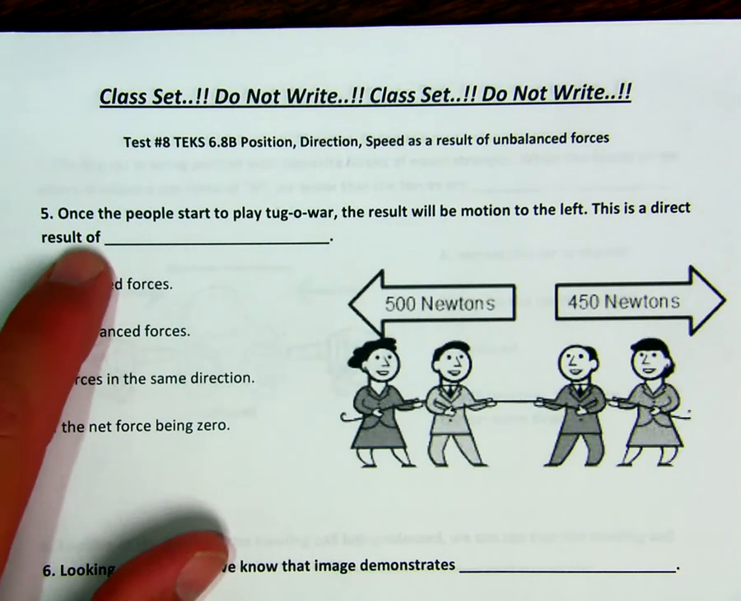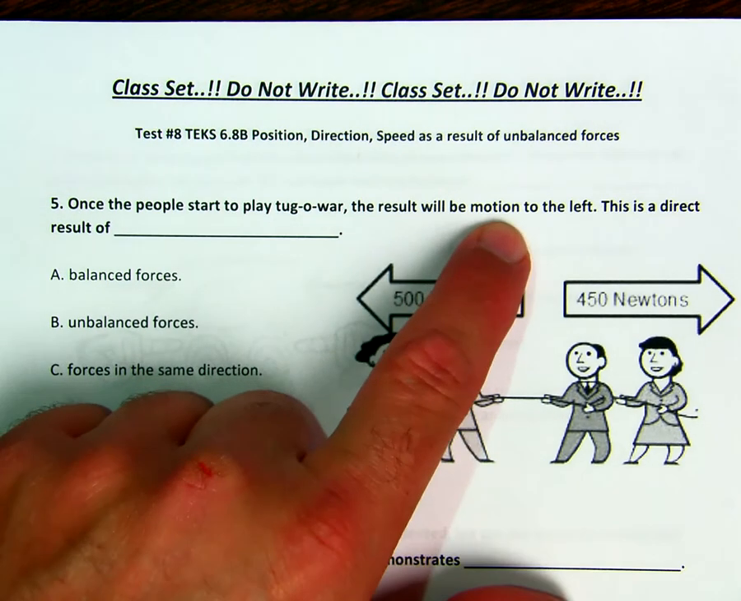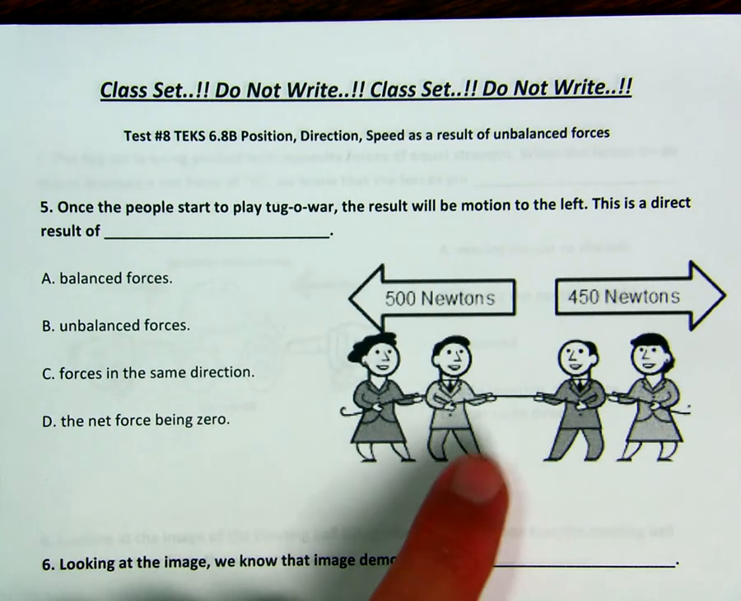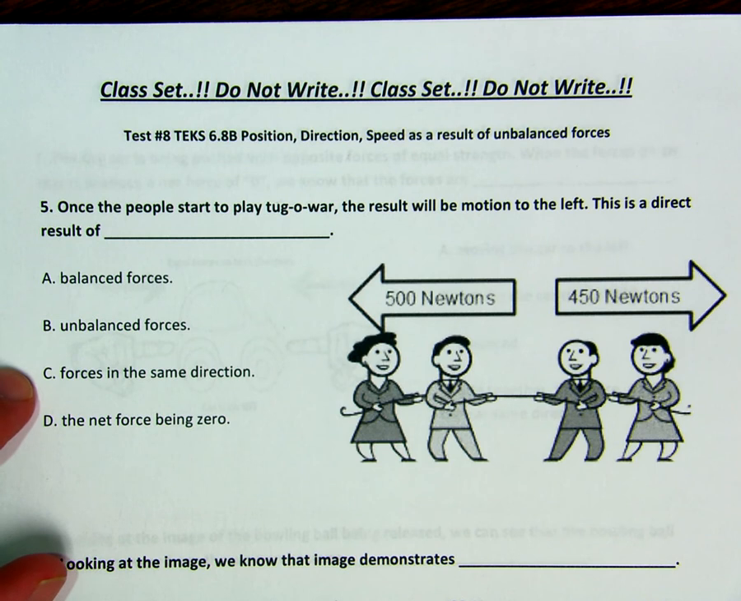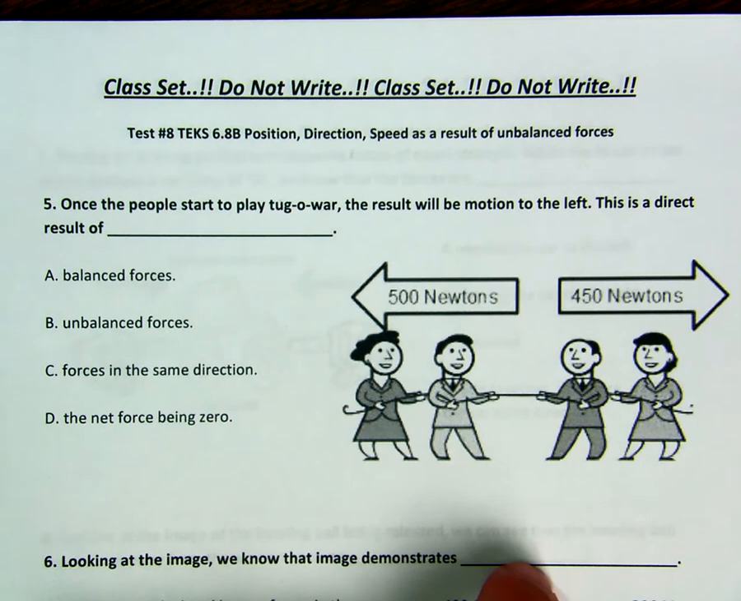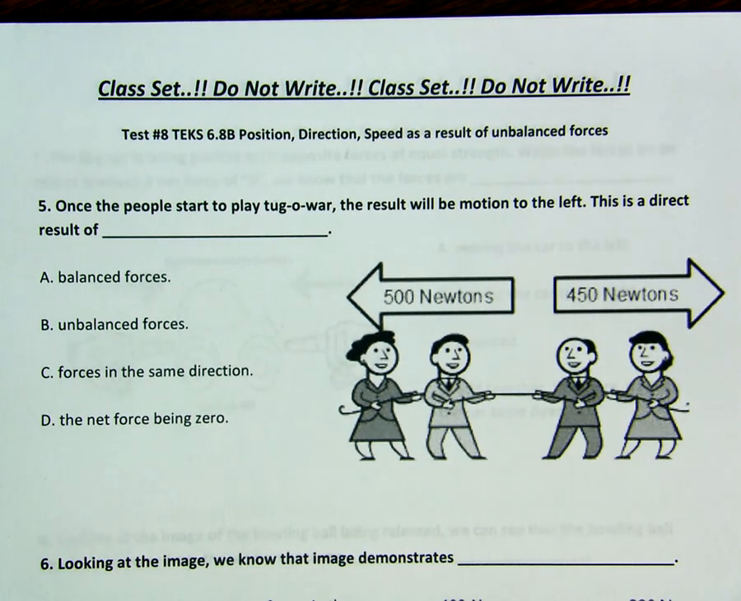Number 5, once the people start to play tug of war, the result will be motion to the left. This is a direct result of blank. Is it a direct result of balanced forces, unbalanced forces, forces in the same direction, or the net force being 0? So again, take a good look at what's going on here. Look at the direction of the arrows and look at the strength of the arrows.